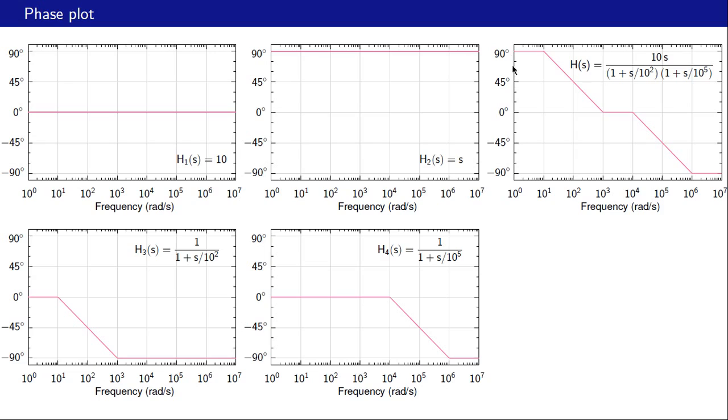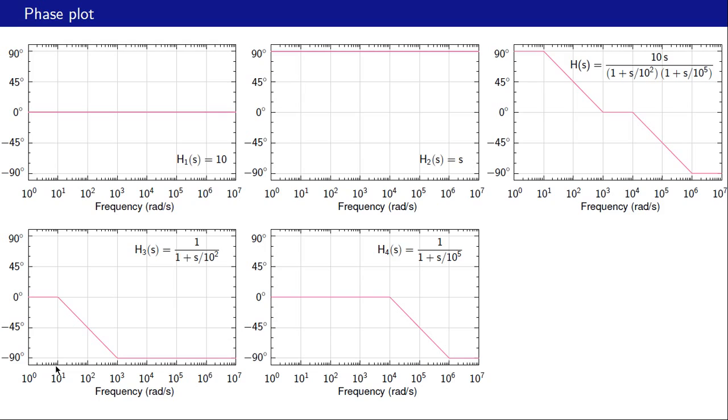What is our first breakpoint after this data point? Let us look at these individual contributions. No breakpoint or corner point here. No corner point here. Here the first corner point is at 10 raised to 1 radians per second, and here it is at 10 raised to 4 radians per second. So this is our first corner point. So now we need to focus our attention on this interval between 10 raised to 0 and 10 raised to 1.